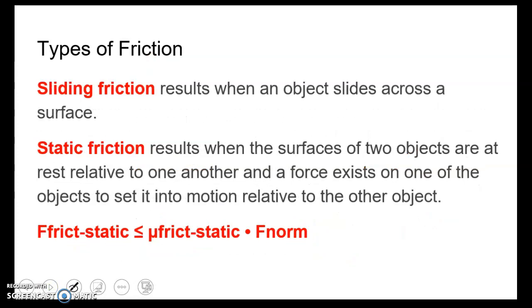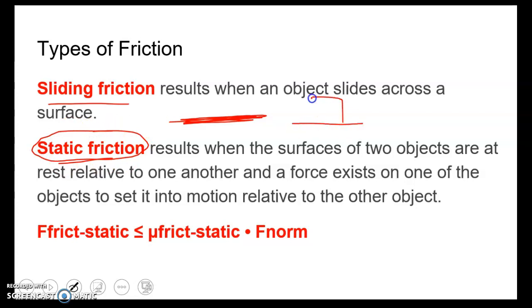Now, the types of friction: you've got sliding and static. Sliding friction is when surfaces are sliding across each other or rubbing. Static friction is very similar to inertia. Static friction is the friction that occurs before an object starts to move. So an object that's hard to move has a lot of static friction because it has a lot of inertia.